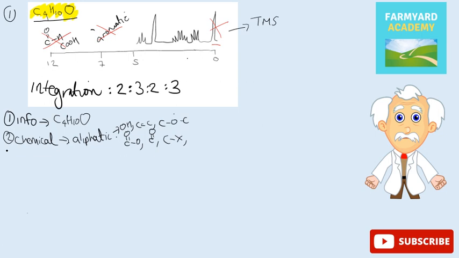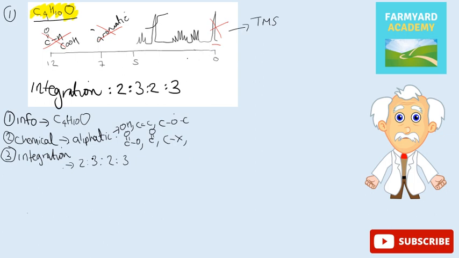Okay, so moving on to stage 3. This is where we're going to look at integration, and that's usually given in a table. Sometimes it can be on the peaks as well. You can get flicks that look a bit like this, and they can have values on top of those peaks, but they're just integration values. This comes from the area of the peak, and this just tells us the actual number of hydrogens within that area. So here it's a 2 to 3 to 2 to 3 ratio.